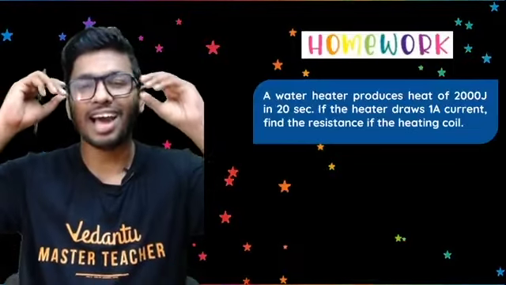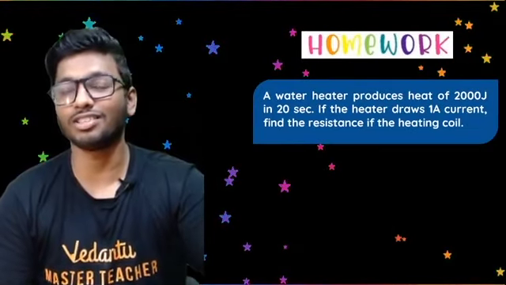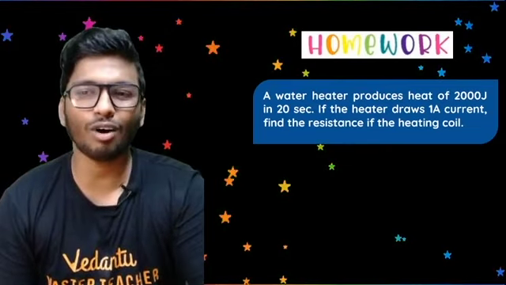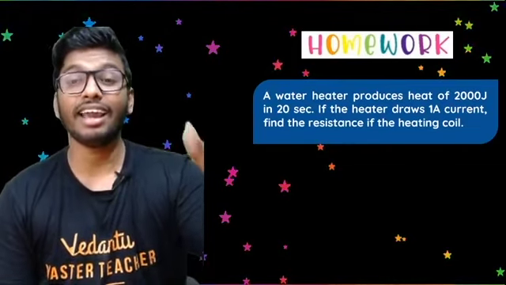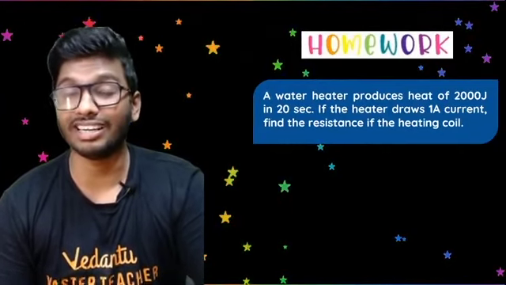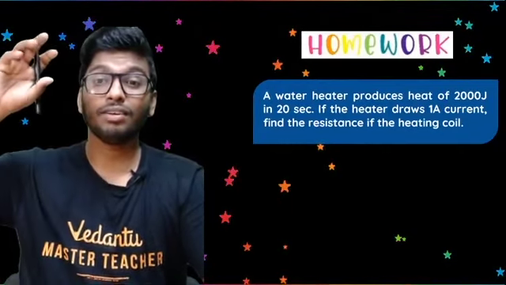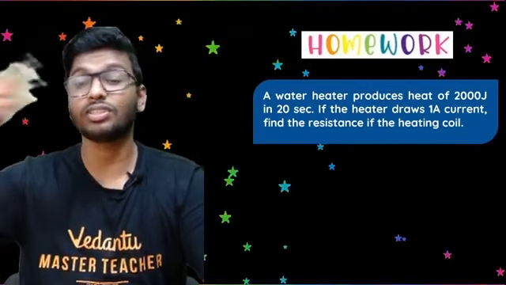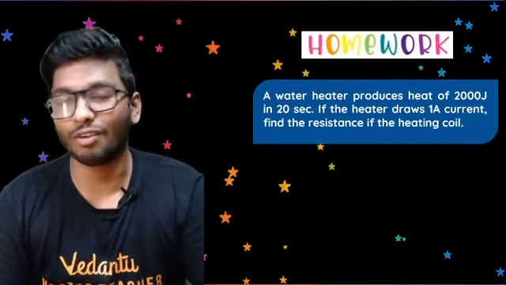But this is the homework, guys. As always, I would expect you guys to give me the answer to this homework in the comment section below. The question is this: a water heater produces heat of 200 joules in 20 seconds. If the heater draws 1 ampere current, find the resistance of the heating coil. So you're supposed to find the resistance. They've given you the heat produced, the time taken, and the current also. You just have to find out the resistance of that particular circuit.